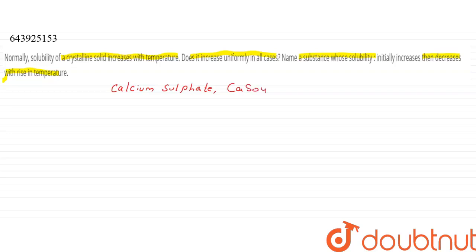CaSO4 doesn't react with water, but it results in a hydrated salt. The maximum solubility of calcium sulfate is attained at 30 to 40 degrees Celsius.